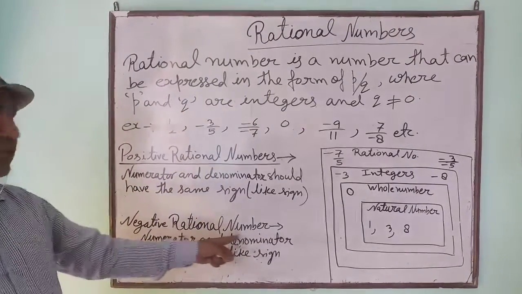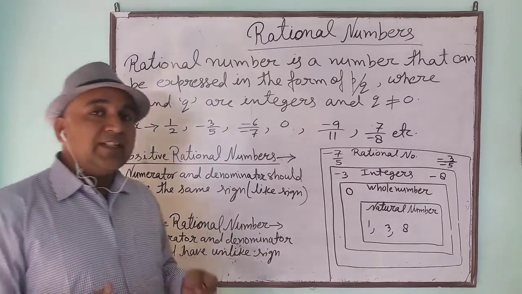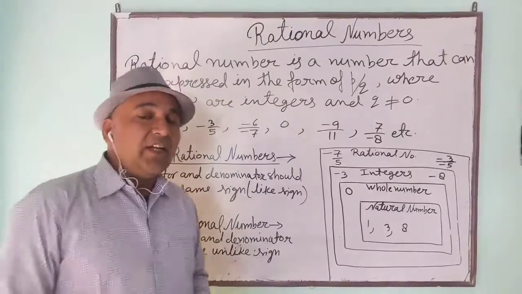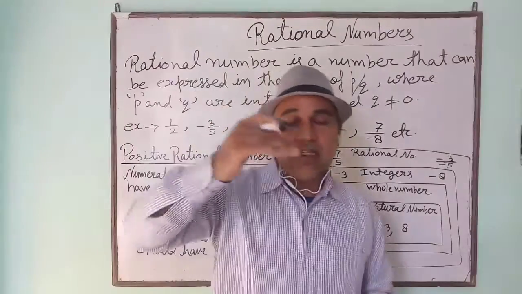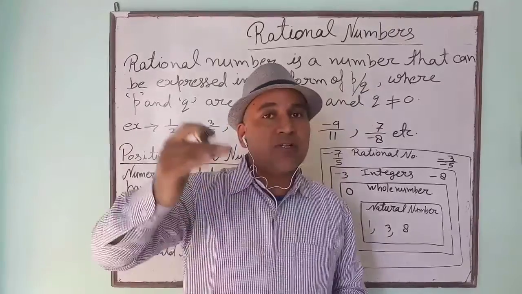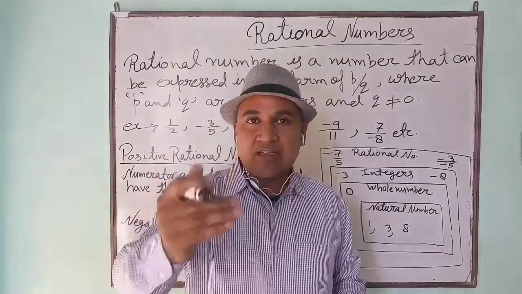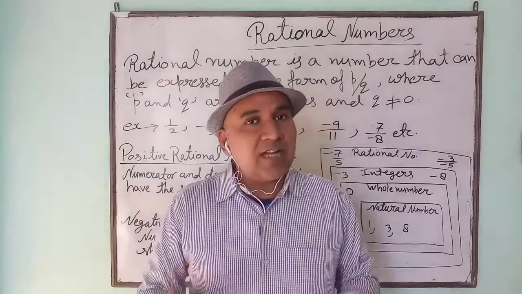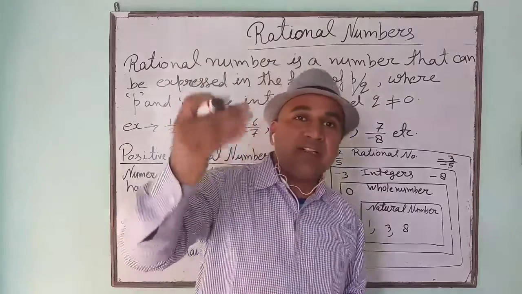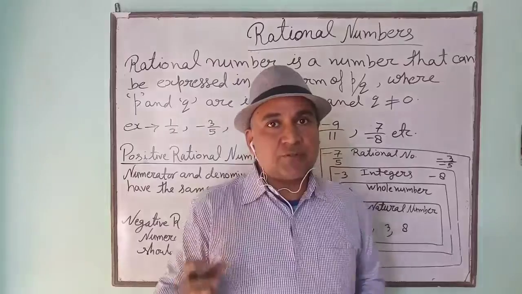Next is the negative rational number. Negative rational number means the numerator and denominator should have unlike signs. Unlike sign means suppose the numerator has a negative sign, then the denominator should have a positive sign. If the numerator is positive, then the denominator should be negative.